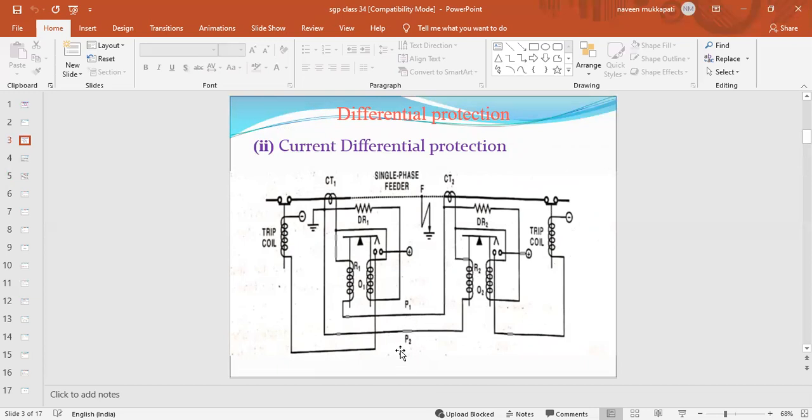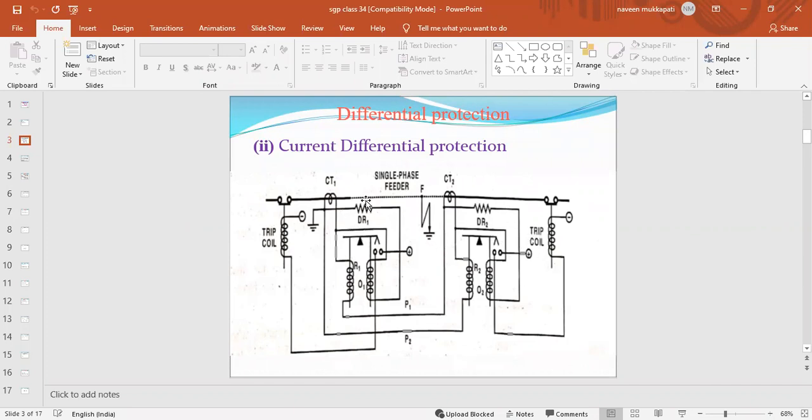Okay, that is P1 and P2: the restraining coils connected to the pilot wires. The secondary side of these restraining coils is connected by the operating coils O1 and O2. Those operating coils are connected by the diverting resistances DR1 and DR2.